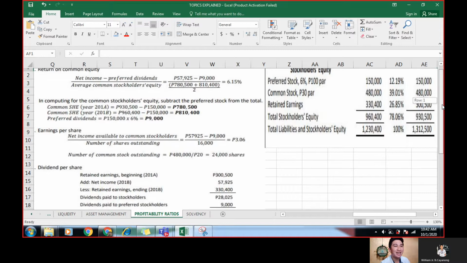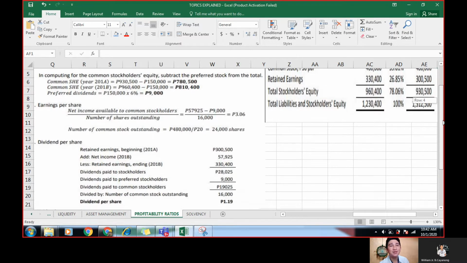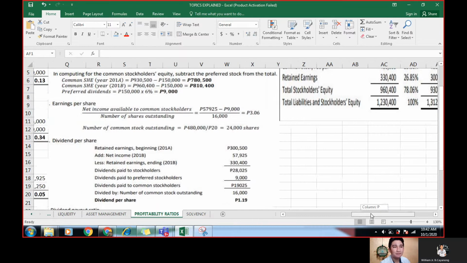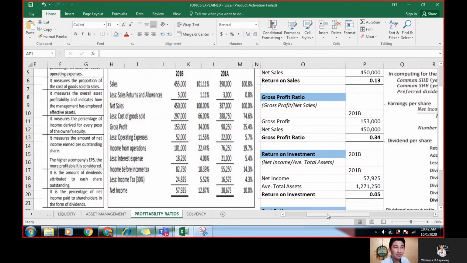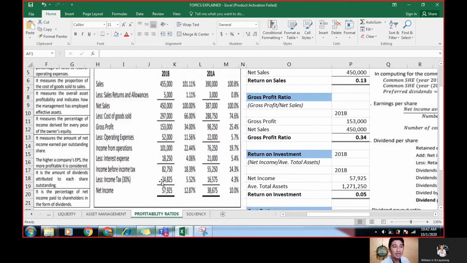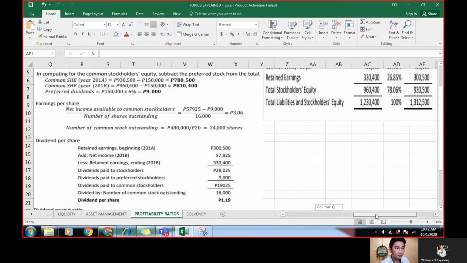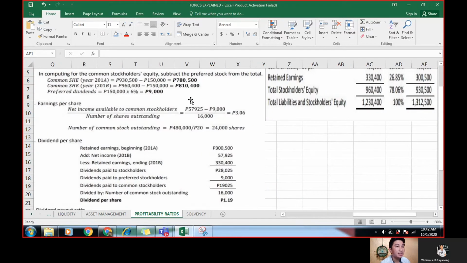Okay, now punta na tayo sa earnings per share. For you to solve your earnings per share, we need your net income available to common stockholders. Saan ba natin makukuha yan? Yung net income kanina dito, ito, 57,925. Okay, balik tayo doon. So ayan, 57,925 minus 9. Ano to ulit ang 9? This is the preference dividend, the preferred dividends rate. So that's 9,000. Ialis pa din natin siya.